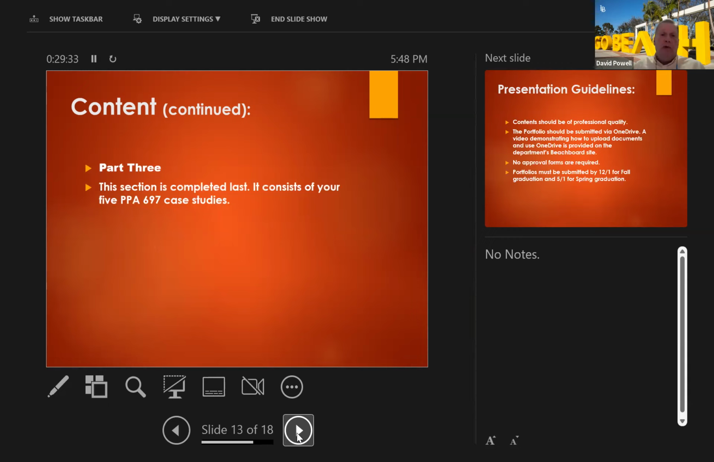And then part 3 of the portfolio will be those 5 cases that you completed in PPA 697 directed research. And again, there are no approval sheets. Those cases that you've submitted in 697, you just include those in part 3 of your portfolio. And that's it. Those are the 3 parts of the portfolio. It's a portfolio that you are building throughout your entire time in the MPA program. You start building it here in this 500 class with your initial skills self-assessment, and then you complete building it with that final skills self-assessment that you do after you've completed your 5 cases in 697.